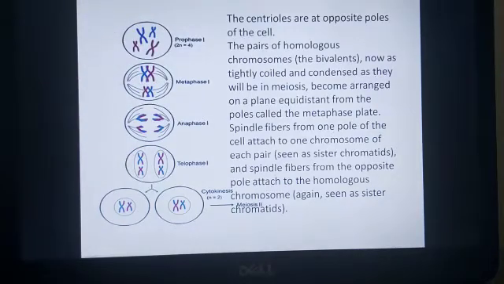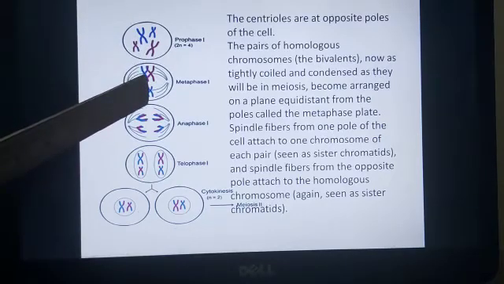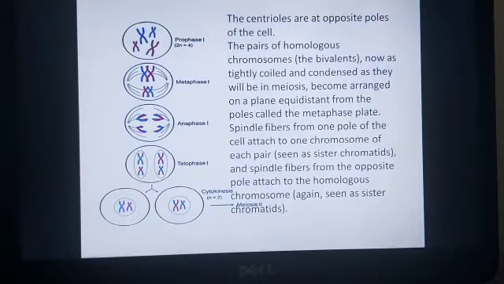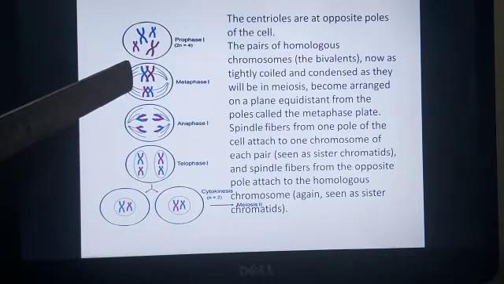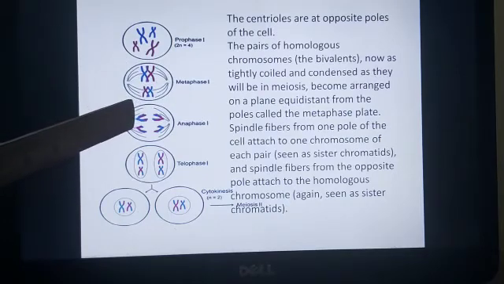So here the centrioles are at opposite poles of the cell. The pairs of homologous chromosomes, that is bivalents, are now tightly coiled and condensed, and become arranged on the plane equidistant from the poles, called the metaphase plate. So this plate is called metaphase plate. Spindle fibers from one pole of the cell attach to one chromosome of each pair. So here you can see the spindle fibers being formed. Then the spindle fibers are going to pull these chromosomes towards the poles. You can see that happening in the next stage, anaphase.